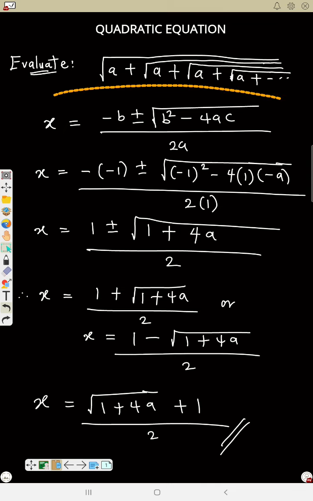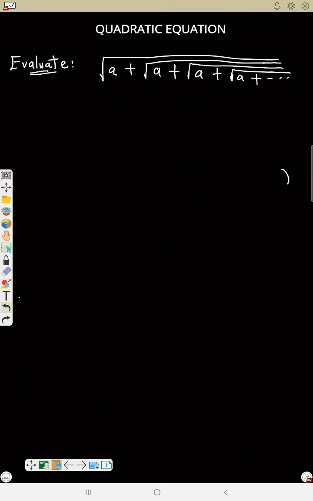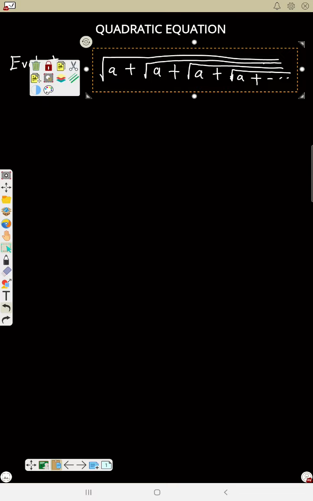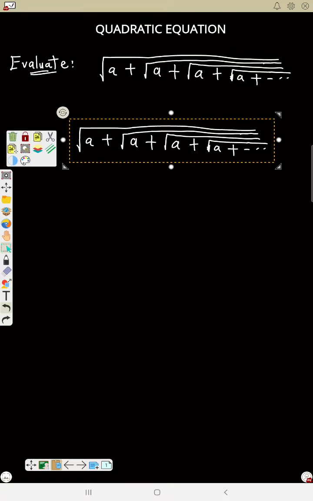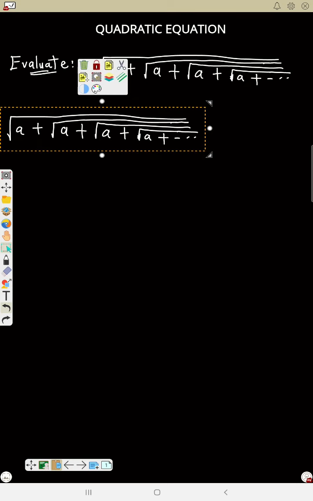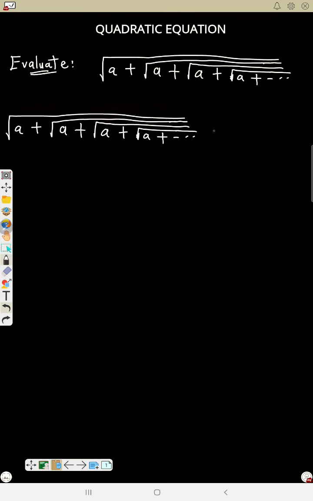That means I can say this is equal to square root of 1 plus 4a, plus 1, everything divided by 2, like that.